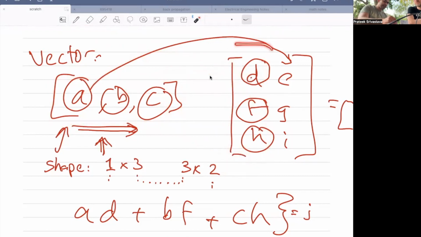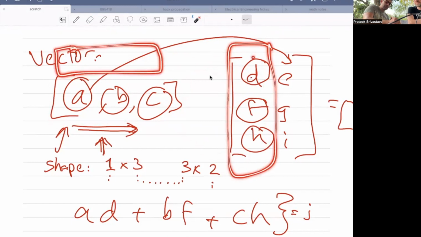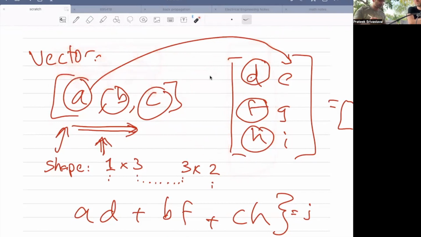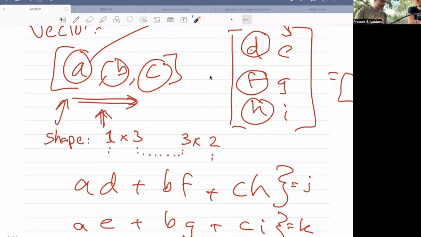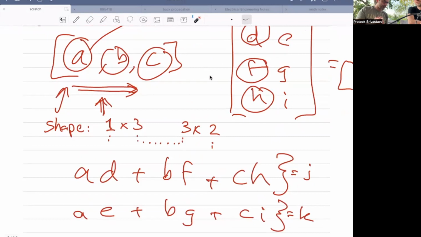Basically, I place this entire column on top of here, which makes it D, F, H, and I multiply these. Each item gets multiplied by the corresponding item, and I add their sum, which gives me exactly this. And then you just do the same thing as long as you have any more columns left. So this was a vector matrix multiplication. Now with a slight variation, you want to do a matrix multiplication?